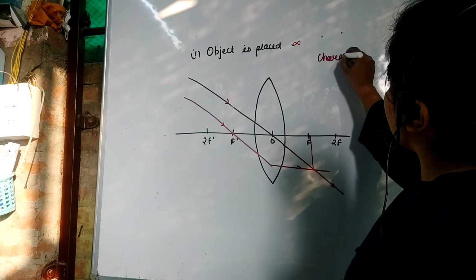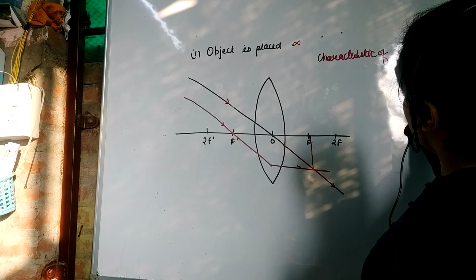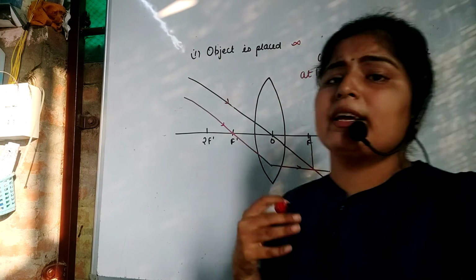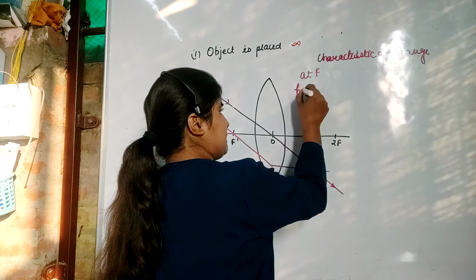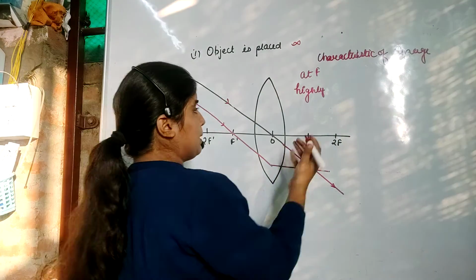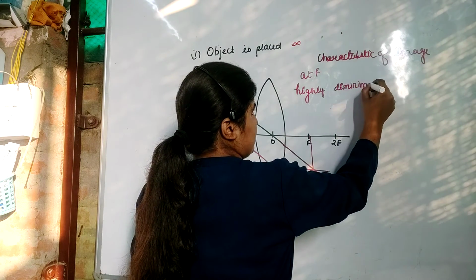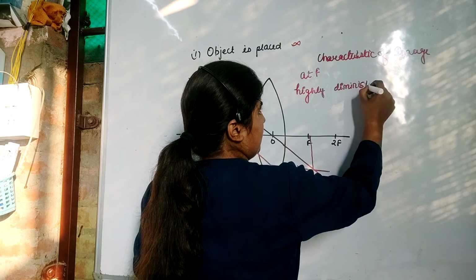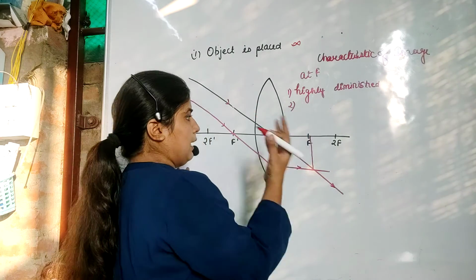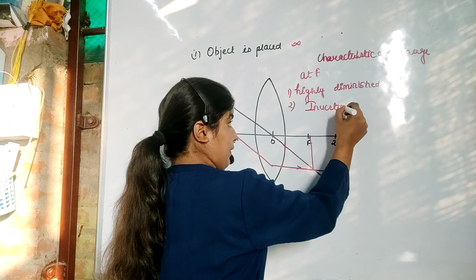So what are the characteristics of the image? The image which is formed is at the focus, very small in size, highly diminished. Object at infinity means it is very large in size, but the image which is formed is highly diminished, and of course it is at the focus, highly diminished, and it is inverted, okay, but it is a real image.